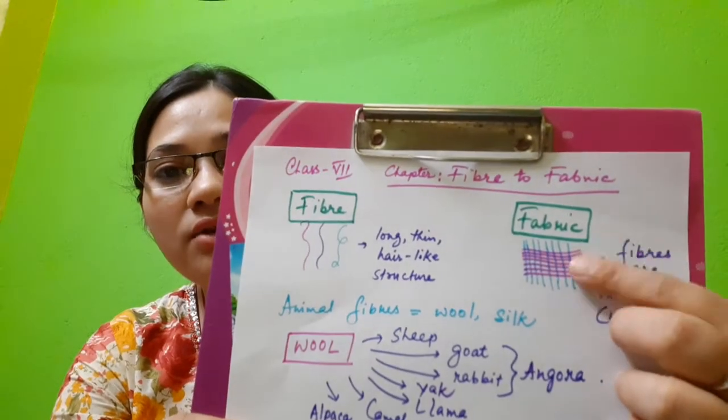Now these fibers are interwoven so that they form fabrics. So what are fabrics? Fabrics are interwoven fibers. When the fiber threads are woven or interwoven, they become flat structures which are called fabrics. For example, our dress material, that is made up of cotton or silk or wool, sweaters, etc. These are called fabrics. So, fiber to fabrics.